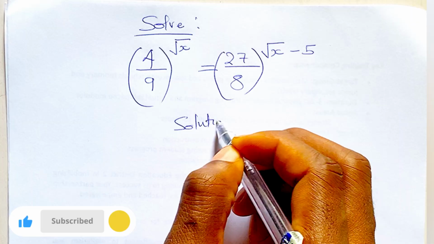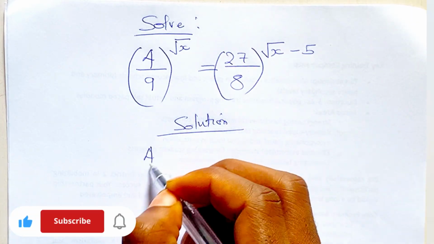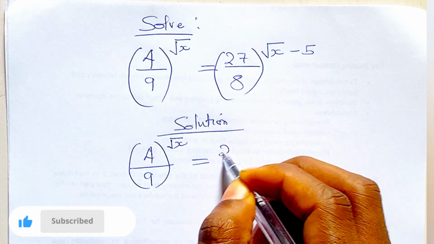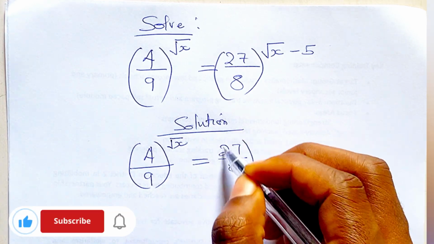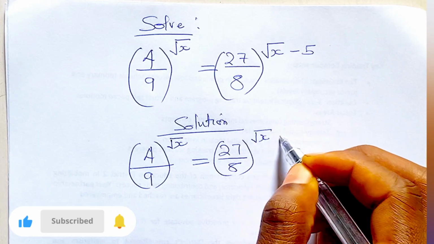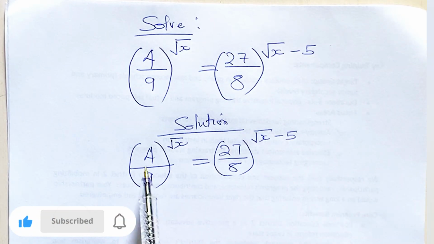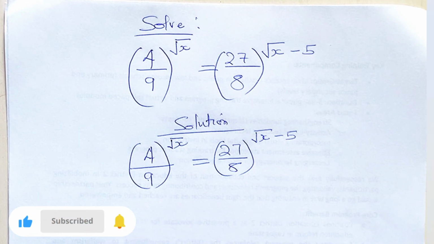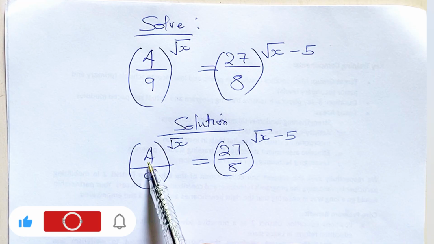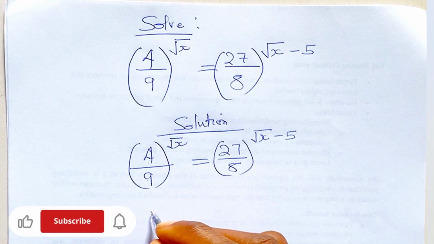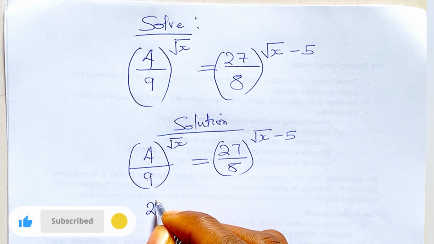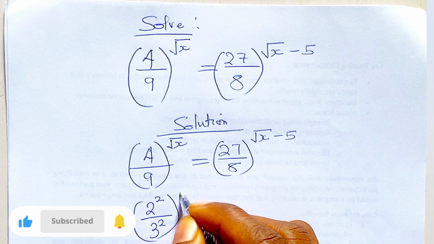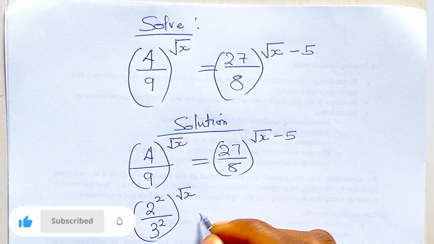Solution: (4/9)^√x = (27/8)^(√x − 5). You notice that 4 and 9 are perfect squares. That means there's a number that you can multiply by itself and get 4. So 2 times 2 will give you 4, so you can rewrite 4/9 as (2²/3²)^√x.